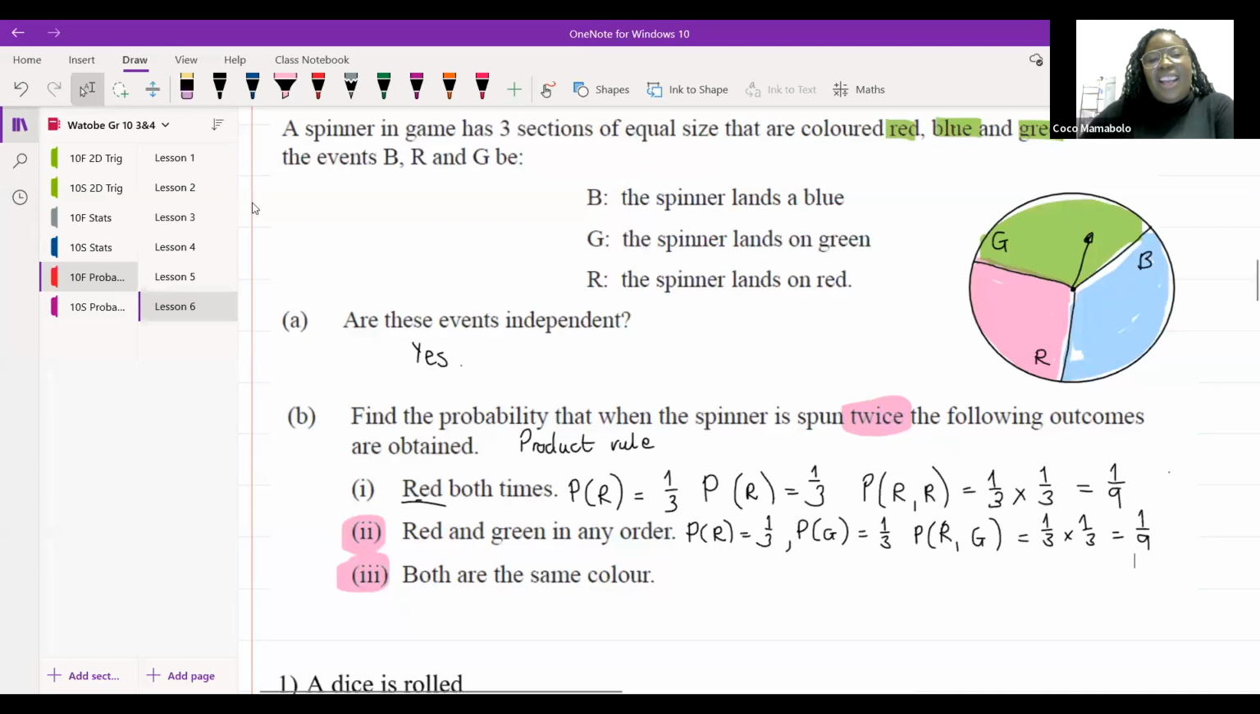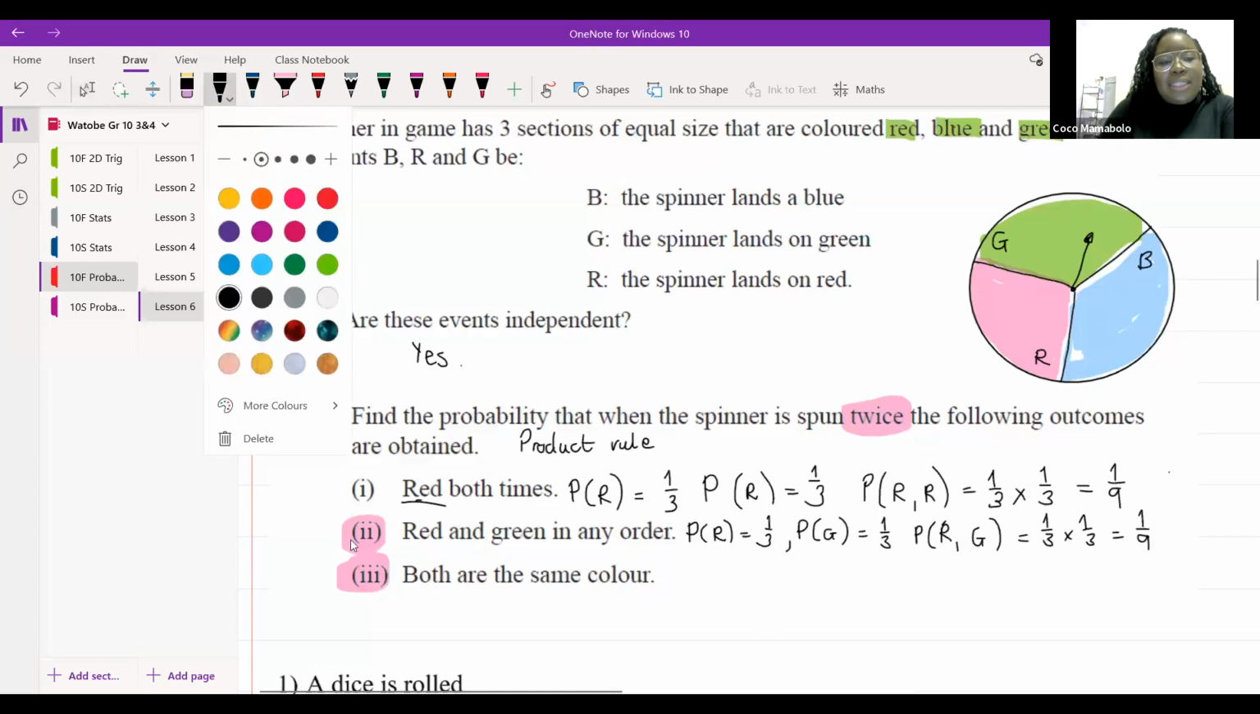All right, peeps. Okay, last question says both are the same color. So we already know what the probability of.